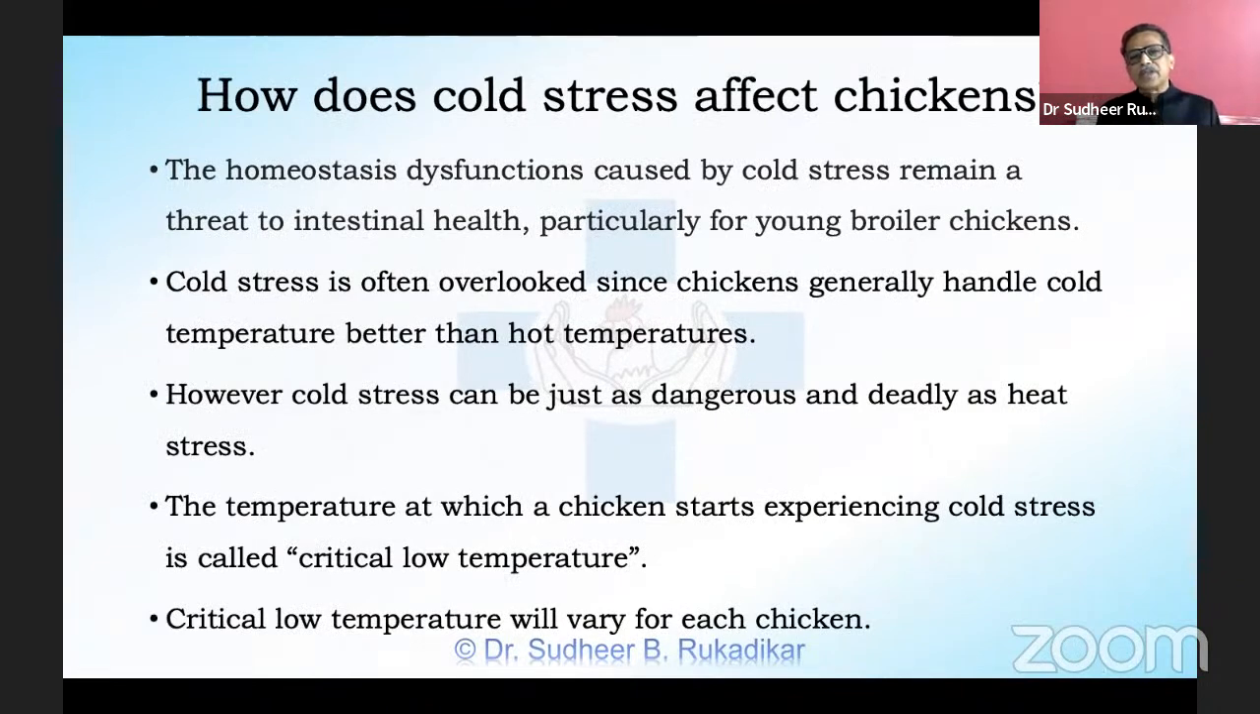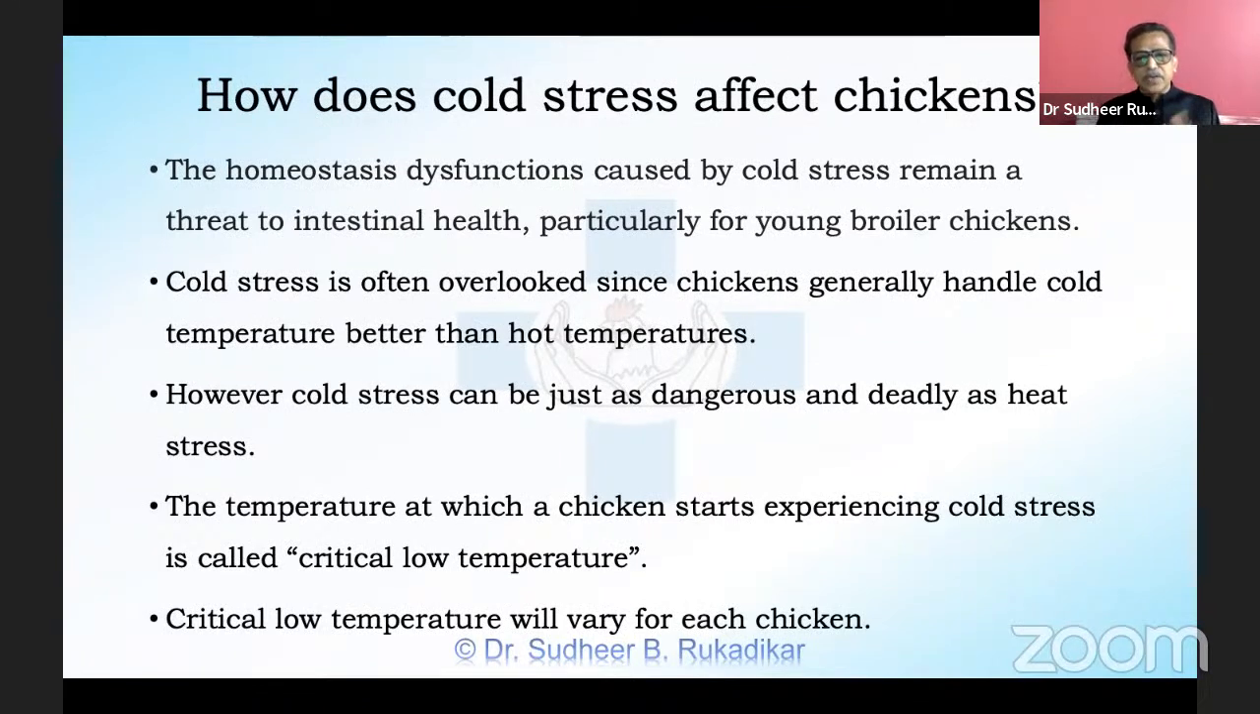Now, whenever there is winter, there will be cold stress on the birds. This cold stress will affect the performance of the birds in various ways. The homeostasis dysfunction caused by cold stress remains a threat to intestinal health, particularly for young broiler chickens. And that's why we can see many problems related to the digestive system in broiler chickens. It is often overlooked since chickens generally handle cold temperature better than hot temperature. As I said in the earlier slide, their body temperature being very high, they can handle cold better than heat. But still, cold stress is just as dangerous and as deadly as heat stress. That we must remember. It is not only heat stress.